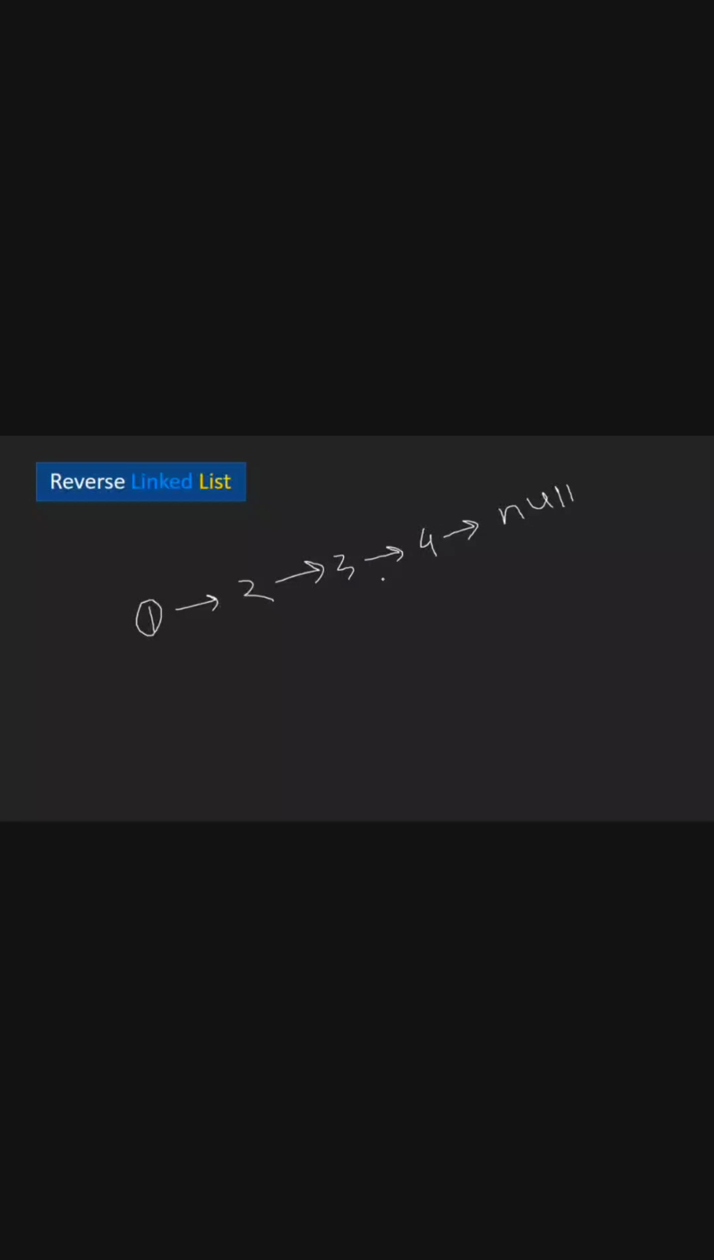If we reverse this linked list, then we will get 4, 3, 2, then 1, then null. This is the reversed linked list of the given linked list, and we have to return the head of this reversed linked list. This is the problem. If we are given a null linked list, we can return the null linked list. If we are given a linked list containing only one node, then we can return that linked list. This is the problem statement.